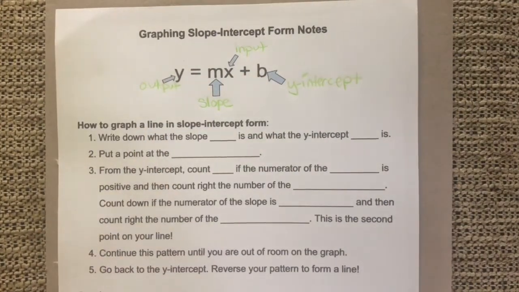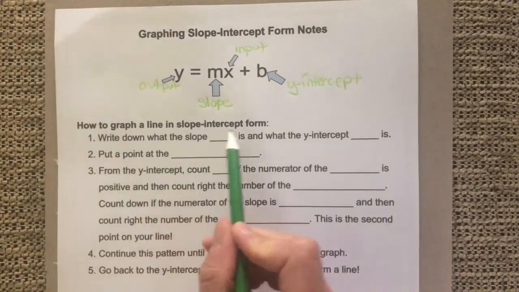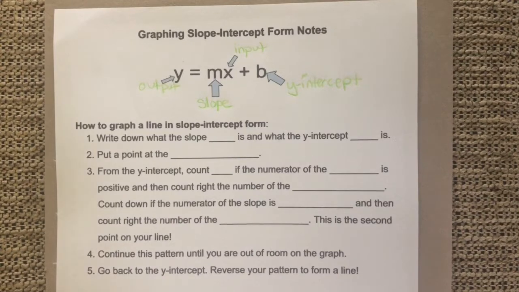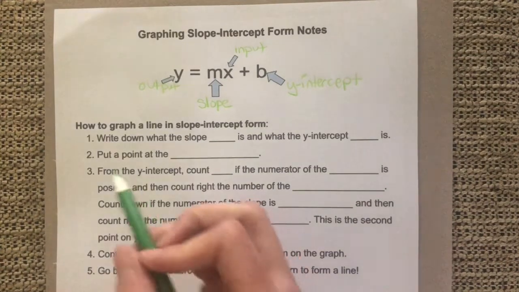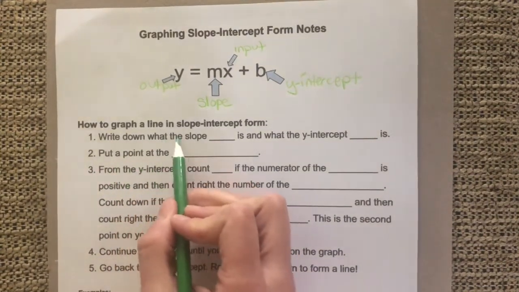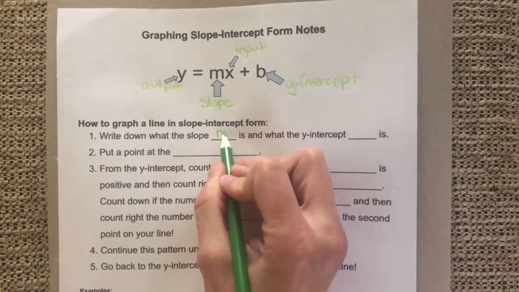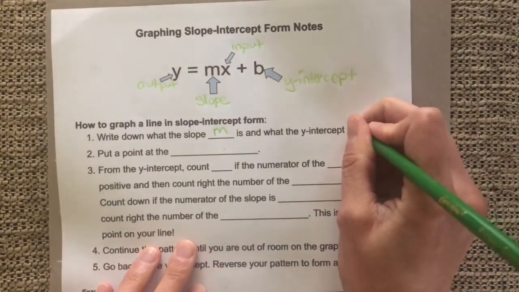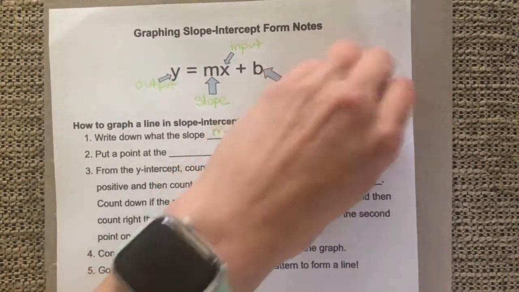But that is representing the coordinate of the point that makes this equation true. So, how to graph a line that's given to you in slope-intercept form. The very first thing that you need to do is identify the slope and the y-intercept. So one says write down what the slope, which is m, is, and then write down what the y-intercept, which is b, is.